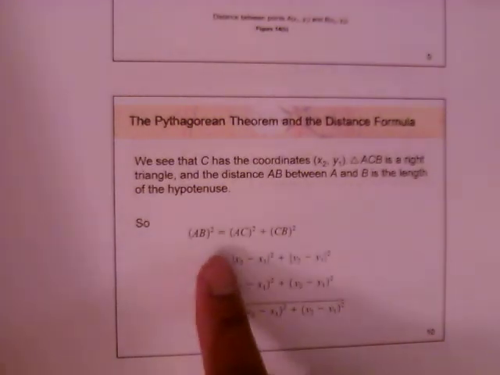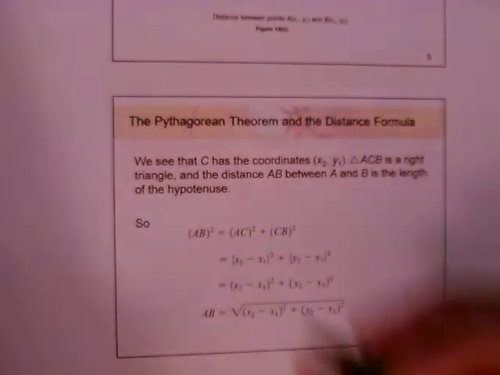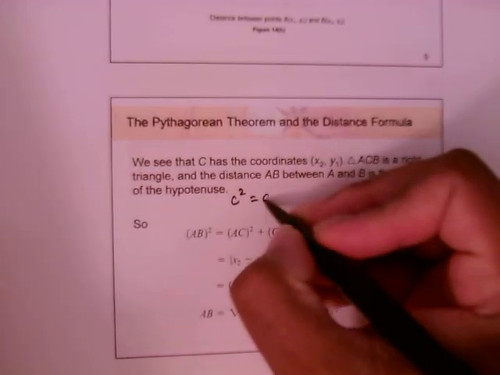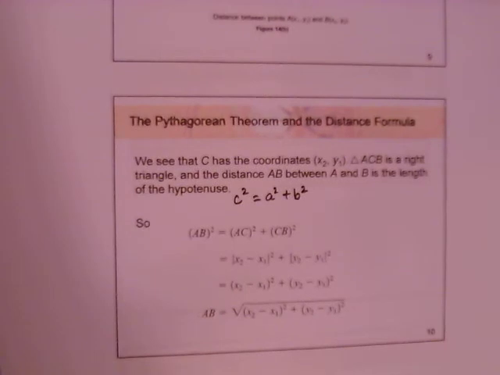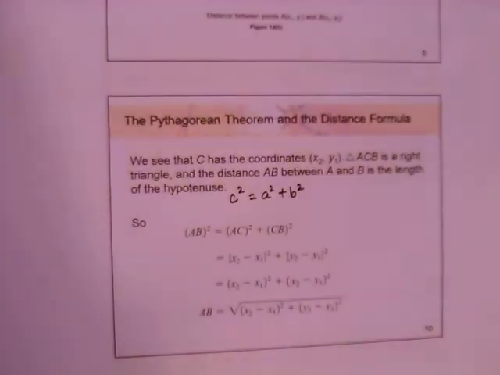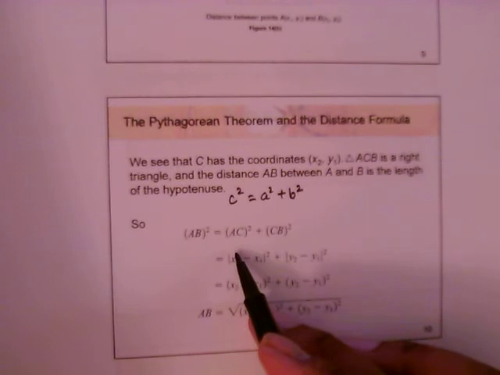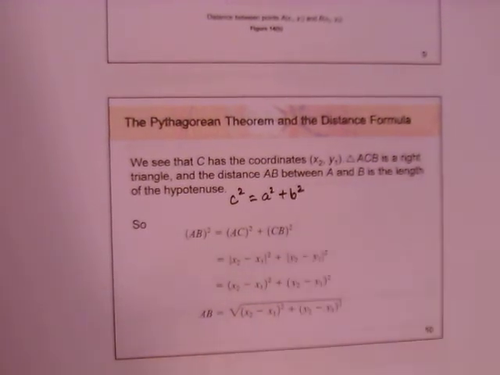So here, this is where we use the Pythagorean Theorem, which is, of course, c squared is equal to a squared plus b squared. And AB is the hypotenuse. So here, that's going to be AB squared, is equal to the square of one of the legs, AC, plus the square of the other leg, CB.